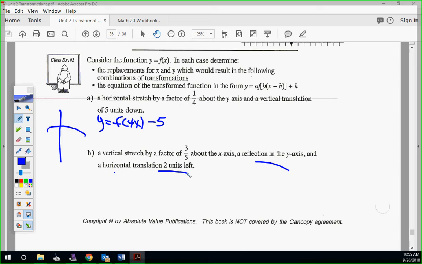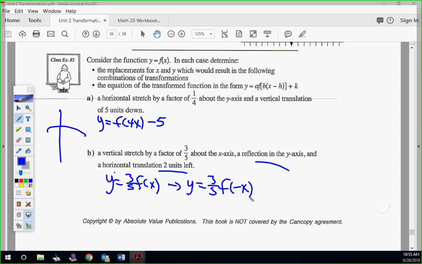So what I'm saying is those are two different horizontal movements that are different properties. One's multiplication, one's addition, subtraction. So this is where we got to make sure our order is solid. We don't want to mess that up. This one's fine. Vertical stretch of 3/5. We're just going to say, okay, y equals 3/5 f of x. Now we're going to say y equals 3/5 f of negative x, because that's the flip over the y.